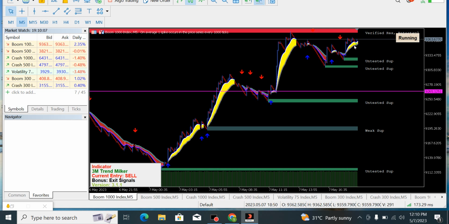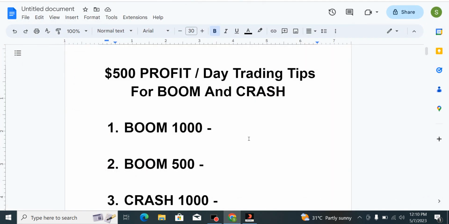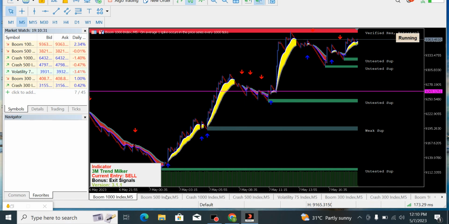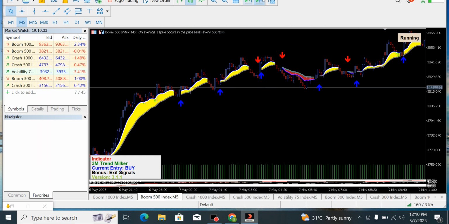Okay, so we should expect it to sell more right from here because it has gotten to this resistance zone, except if it breaks out above this resistance zone, that is when it will continue to buy. But for now we should expect it to be more of a selling opportunity than a buying opportunity, most especially if it does not break out above that resistance zone. So the next asset is going to be Boom 500. Let's check it out right away.